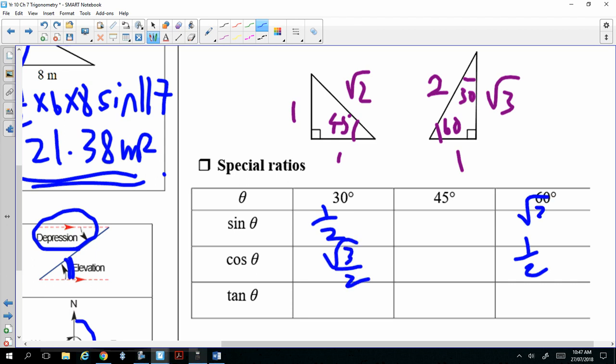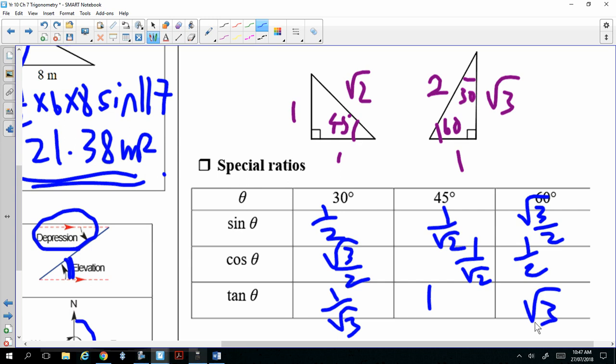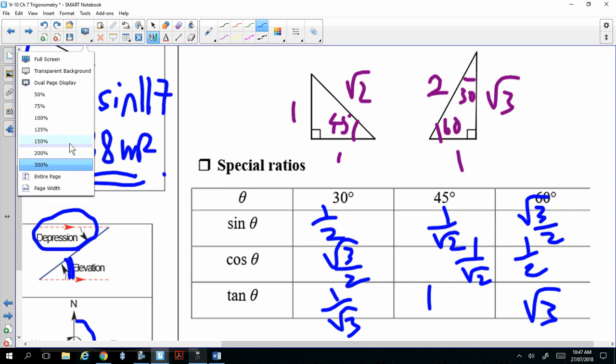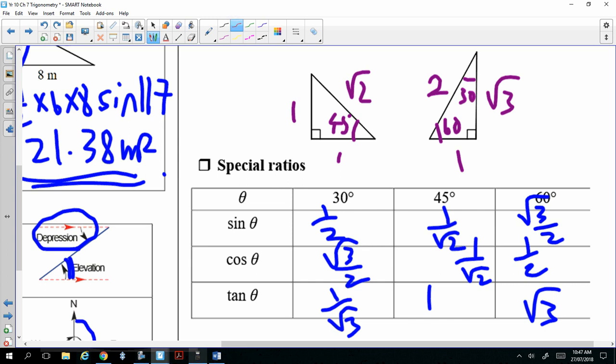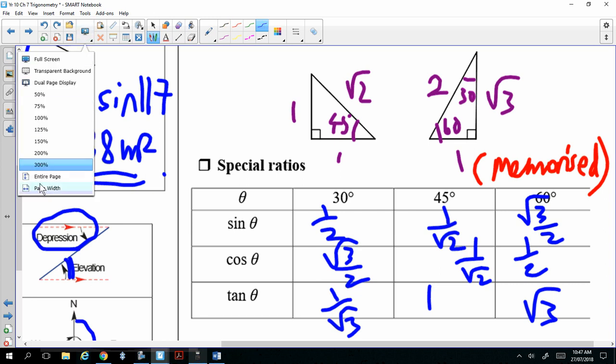That will be 1, 1 on root 3, and root 3, like that. So you should memorize. Let me put a comment. That should be memorized. If you memorize it, it will help you to do work. All right, let me put it on a bigger screen so you can all see.